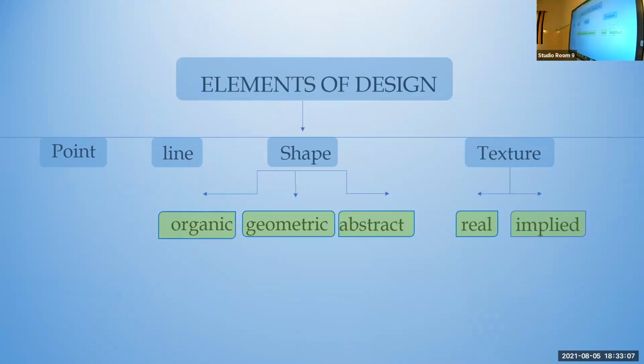Yes, dear. Coming back to the topic, the elements of design are divided into 4: point, line, shape, and texture. Again, shape can be divided into 3 and texture can be divided into 2. Shape can be divided into 3 as organic, geometric, and abstract. Texture can be divided into 2, real and implied.